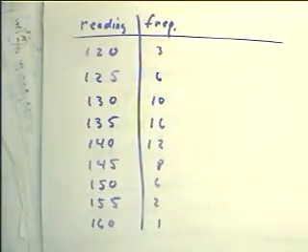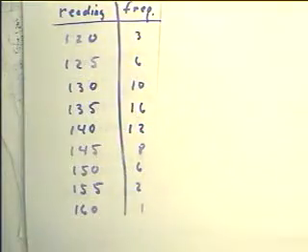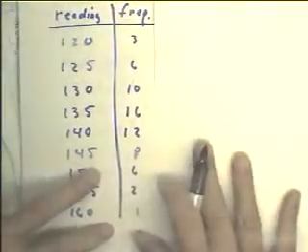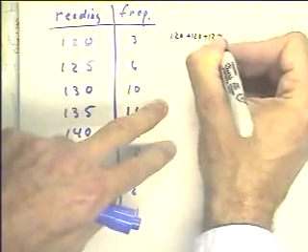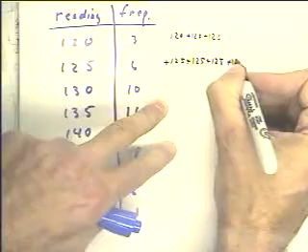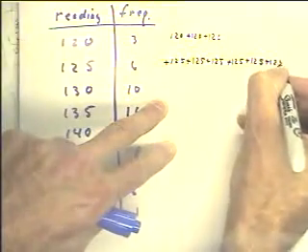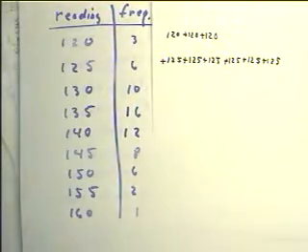Now, how would we find the mean of all these readings? Well, we could list all the readings. We could list 120 3 times. To get the mean, we're going to have to add 120 3 times, and then add 125 6 times. Now this is going to get a little tedious, especially if these numbers are real big. How can we use common sense to figure out a quicker way of doing this?